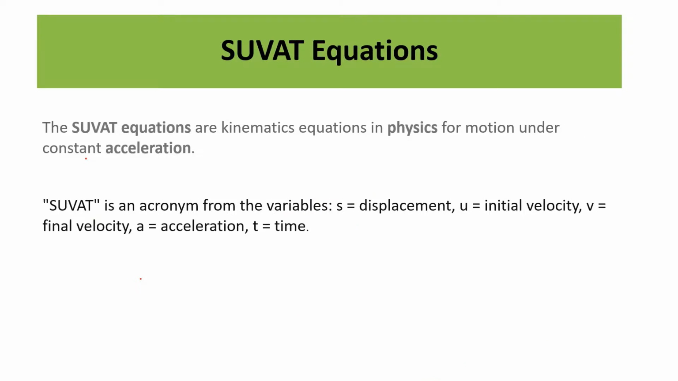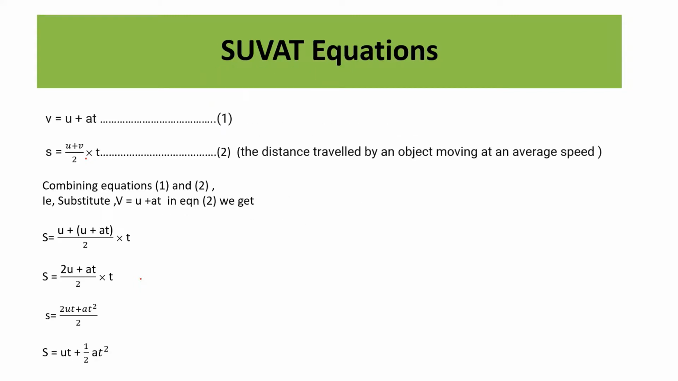SUVAT equations. The SUVAT equations are kinematics equations in physics for motion under constant acceleration. SUVAT is an acronym from the variables. S is equal to displacement, u is the initial velocity, v is the final velocity, a is the acceleration, and t is the time. Please note that SUVAT only works with uniform acceleration. The first equation is v is equal to u plus at.